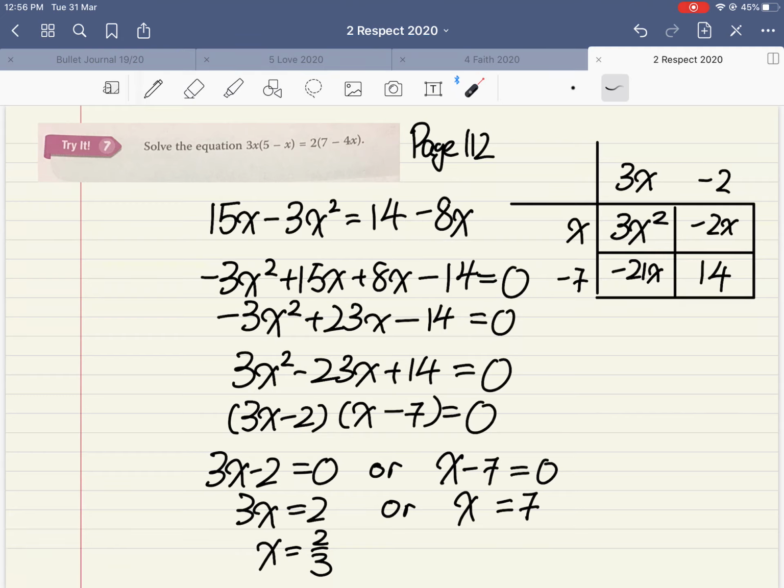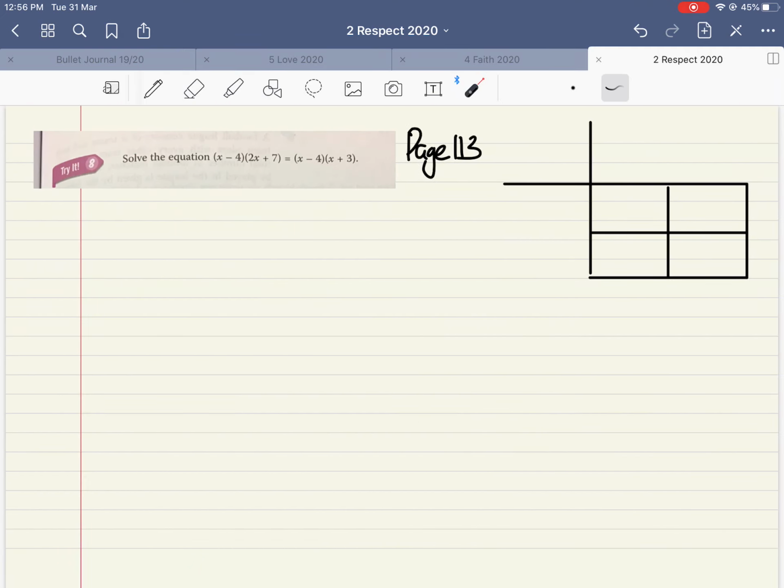Alright, now we shall move on to Try 8. Try 8 is on page 113. If you would like to pause the video now to give yourself a few moments to try out this question before you look at the answer presented, that will be great. If not, we shall carry on here with the solving of this equation.